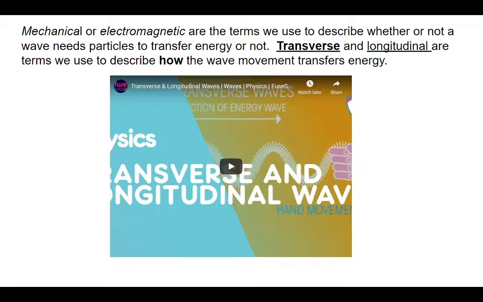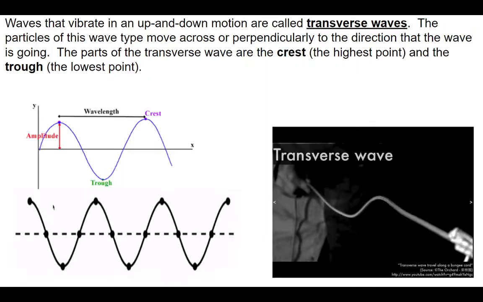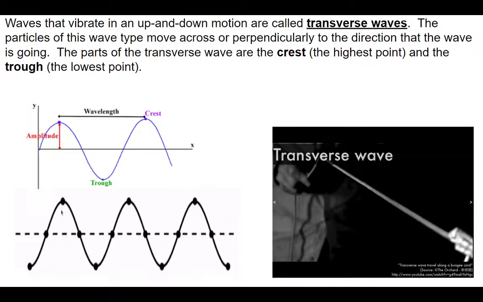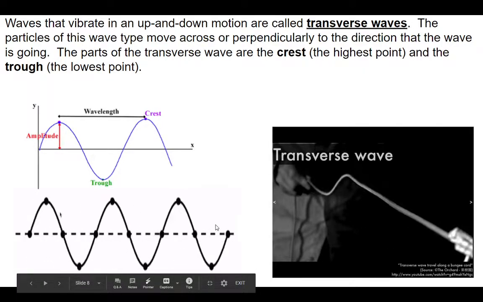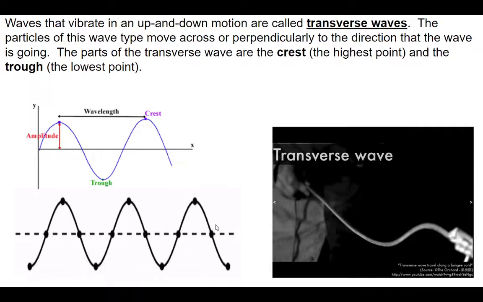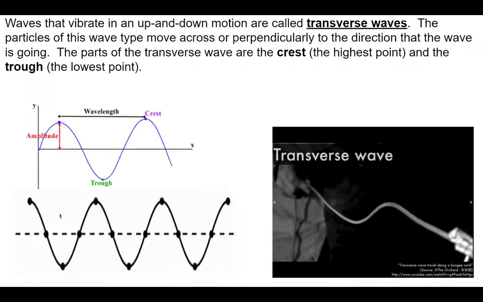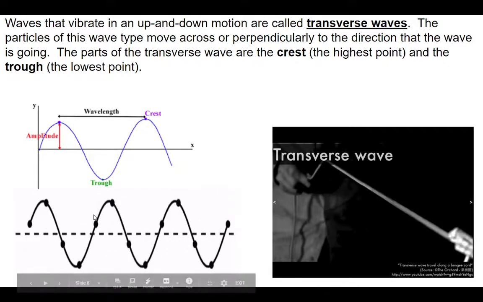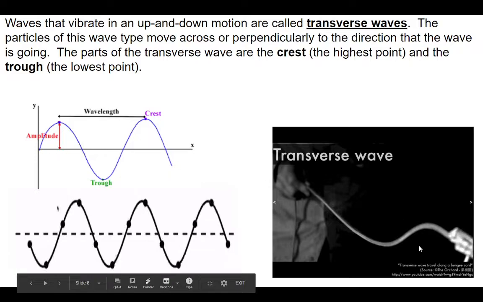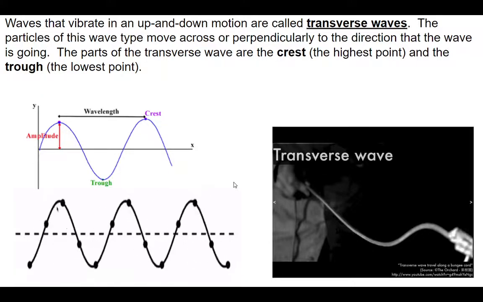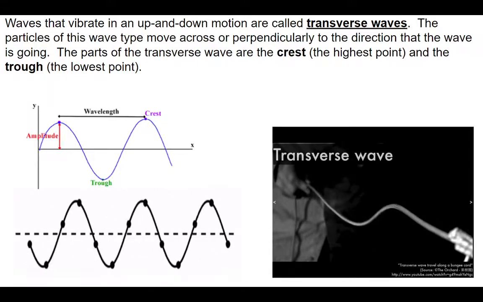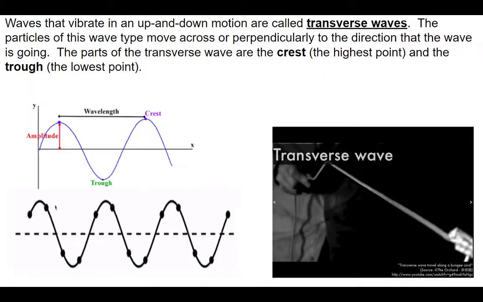So mechanical or electromagnetic has to do with how the wave transmits its energy. Transverse and longitudinal waves are how that wave movement transfers energy. If you take a slinky and move it up and down, like you see in this picture at the bottom, this is a transverse wave. I'm not moving the slinky from one place to another. I'm just moving it up and down, and the energy travels through the slinky in these water-wave-looking waves, like you see in the motion on the right. So if you move your hand up and down, the energy vibrates up and down, perpendicular to the direction that the energy is moving.